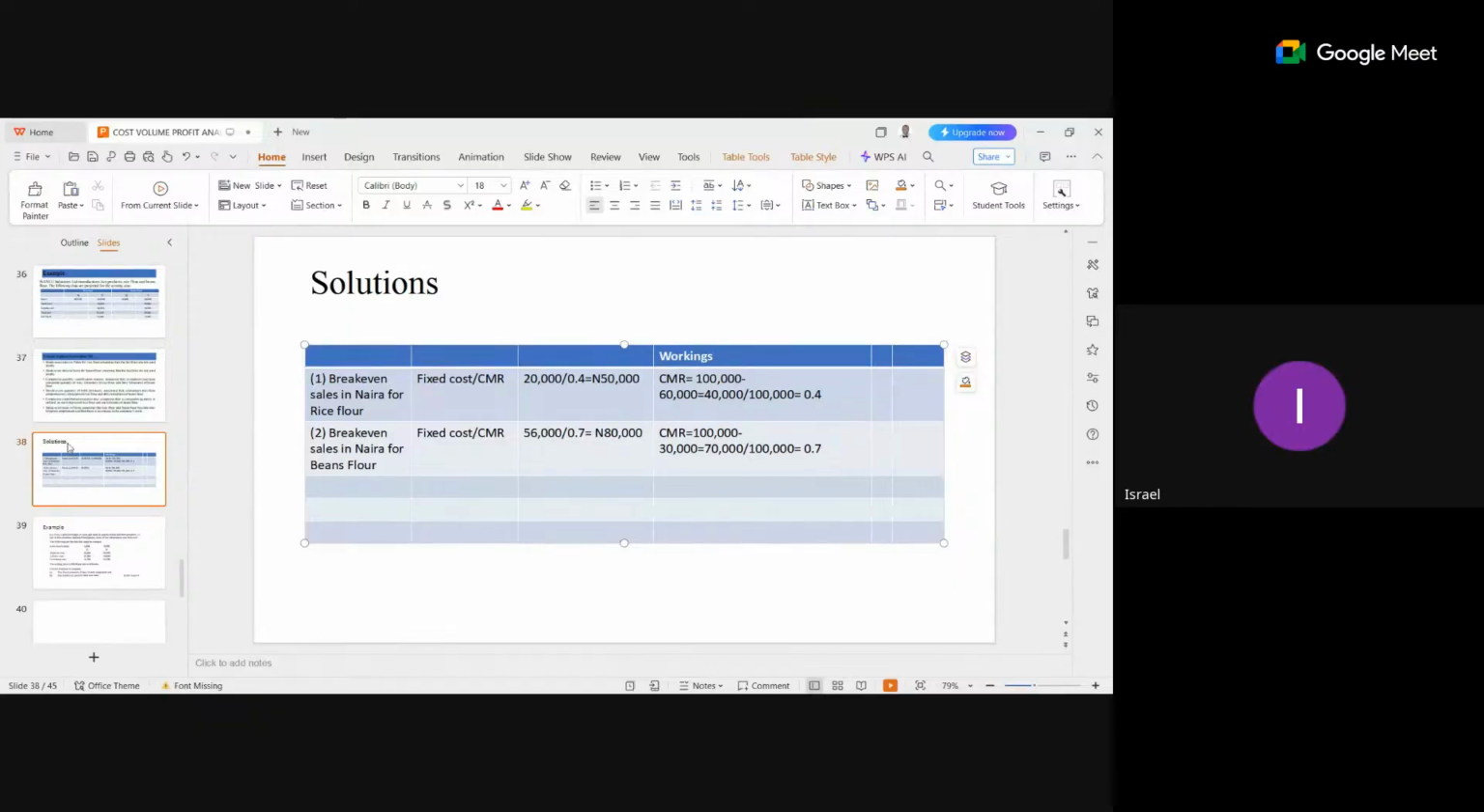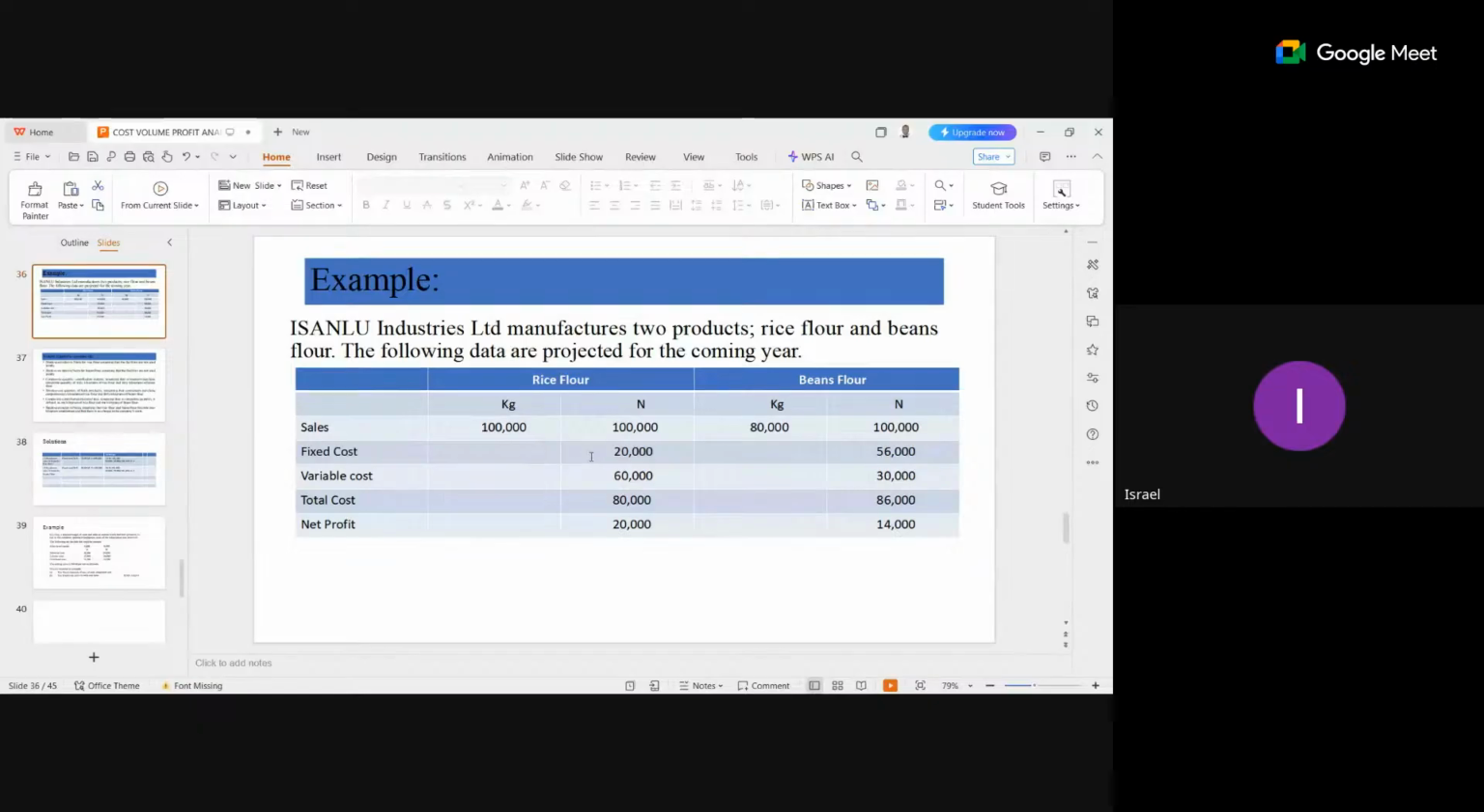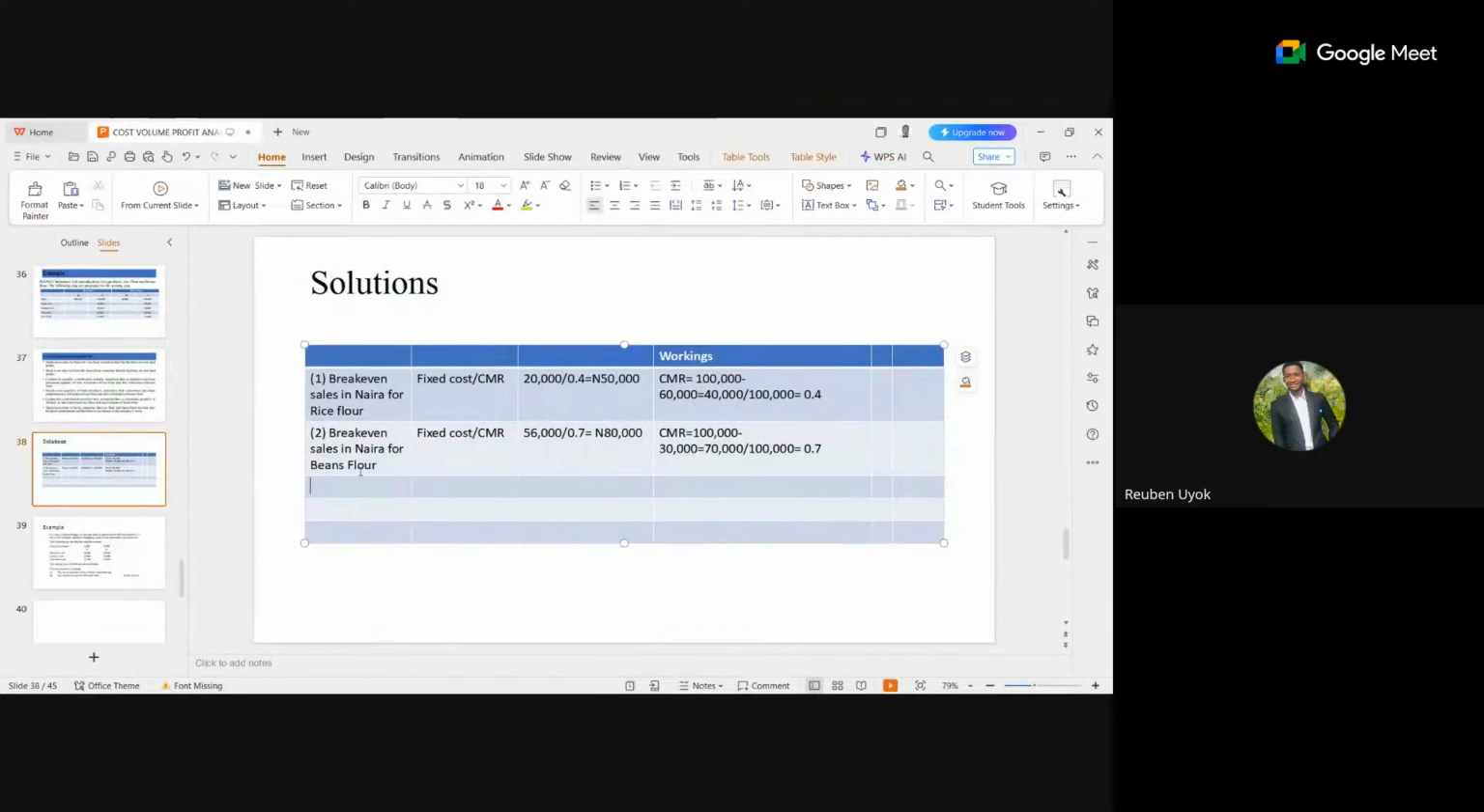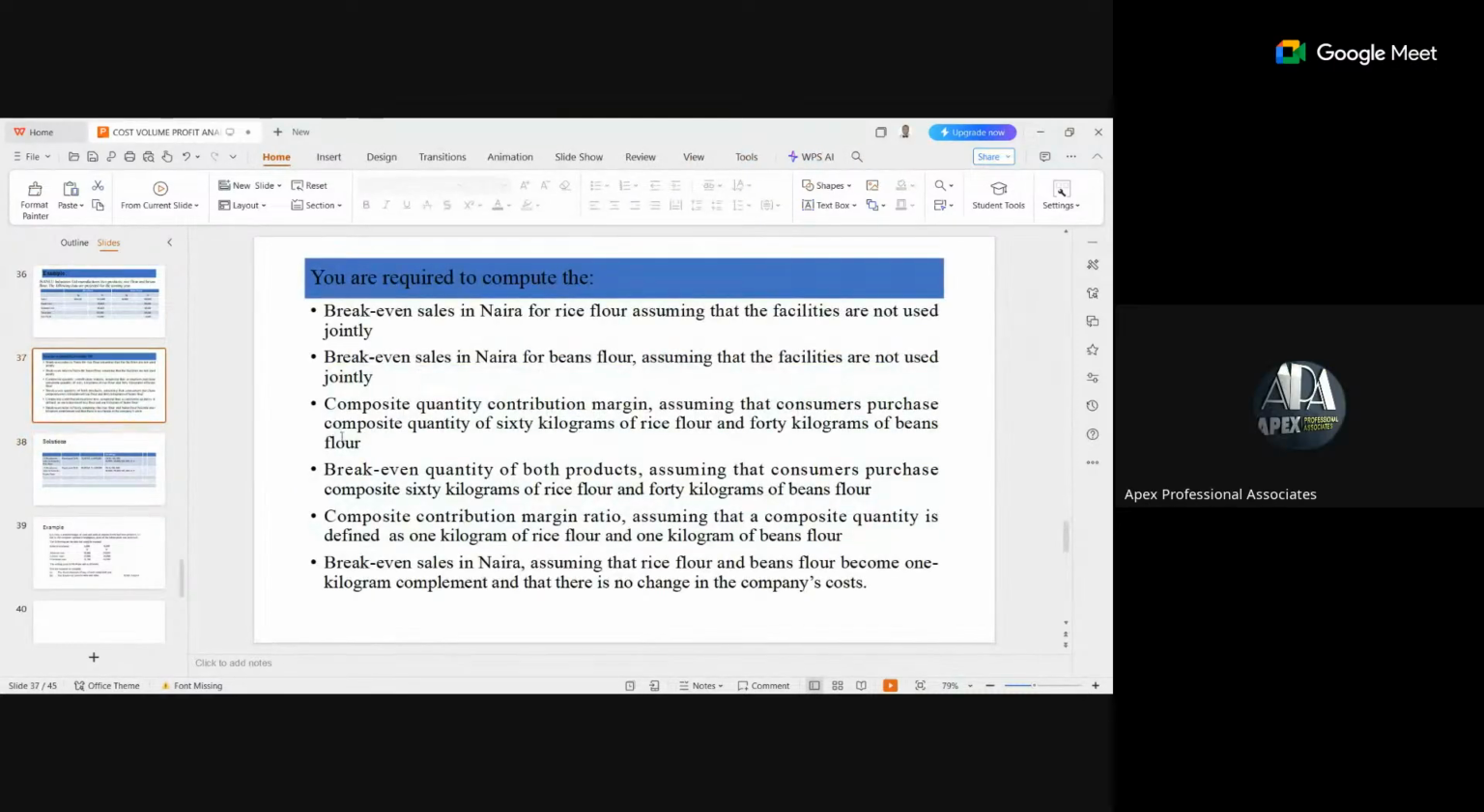But the selling price for beans is different from rice. No, they are the same. Sells 100 for rice flour, sells 100 for beans flour. This is kgs, sir. This is quantity. Do you get, sir? Yes. 3. You have to open your eyes now. Composite quantity contribution margin. Composite.